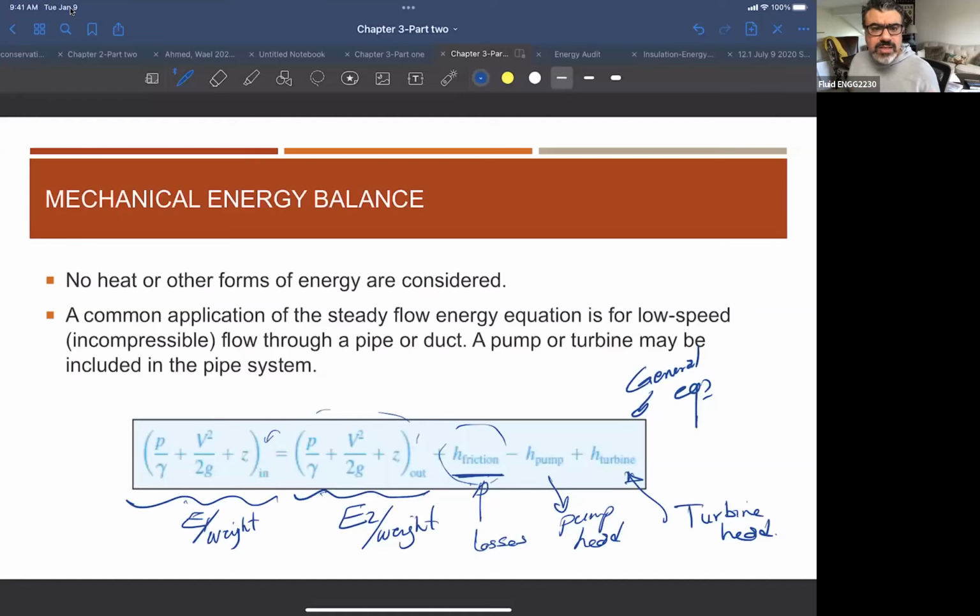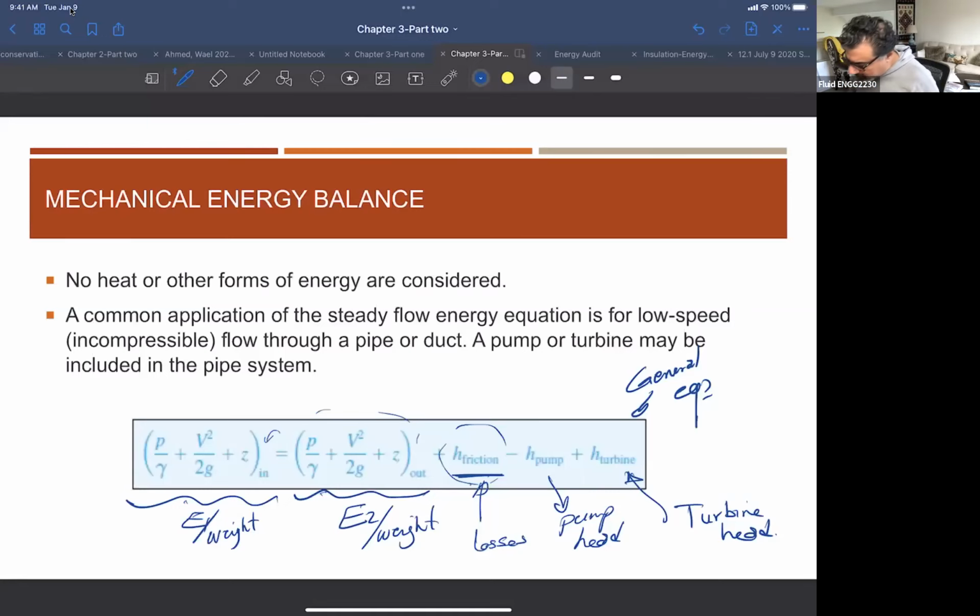But we can say, for example, that the Bernoulli equation for the real case will be the same equation, but now I'm adding the difference between these two, energy in and energy out, which will be the losses in friction. And if I have equipment that is taking energy from electricity or something, bringing it into a pump, that means there is added energy from outside to inside the system, right?